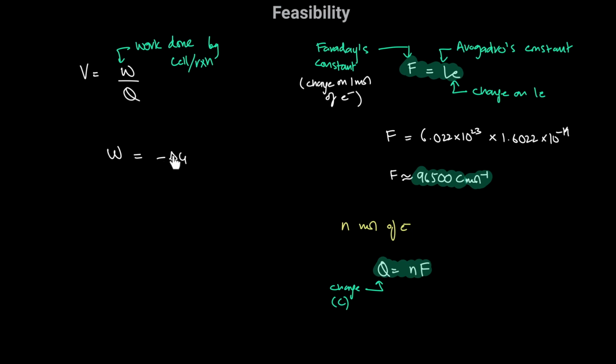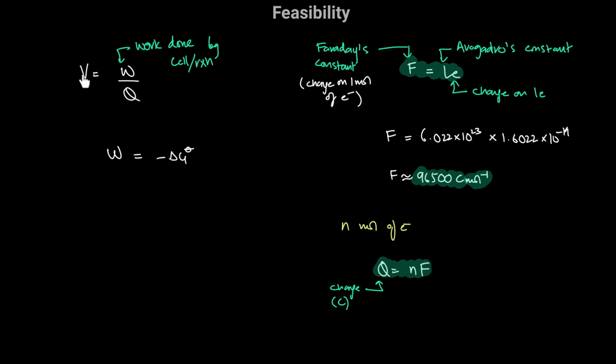Similarly, if the Gibbs free energy change is positive, if work has to be done on the cell, then instead of work being done by the cell, work would have to be done on the cell. That would be an electrolytic cell. So we can say that W is equal to negative delta G, and we're going to look at standard conditions. So W is equal to the negative standard Gibbs free energy change.